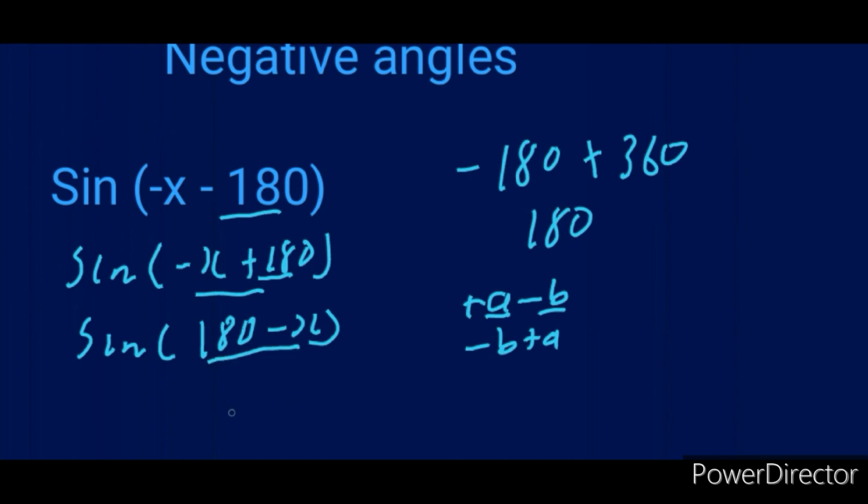And therefore, you've got a familiar form to what you've memorized. So sine 180 minus x, we know that it's in the second quadrant, and sine is positive in the second quadrant, so therefore we've got sine x.